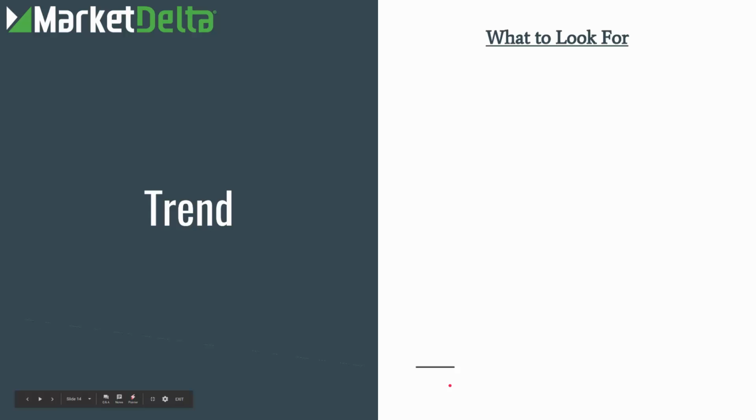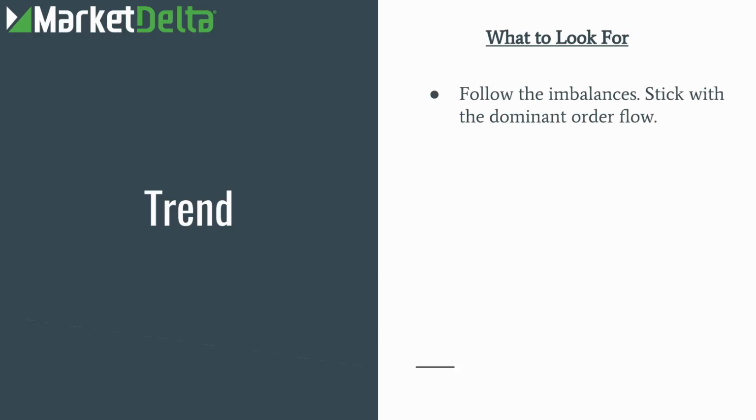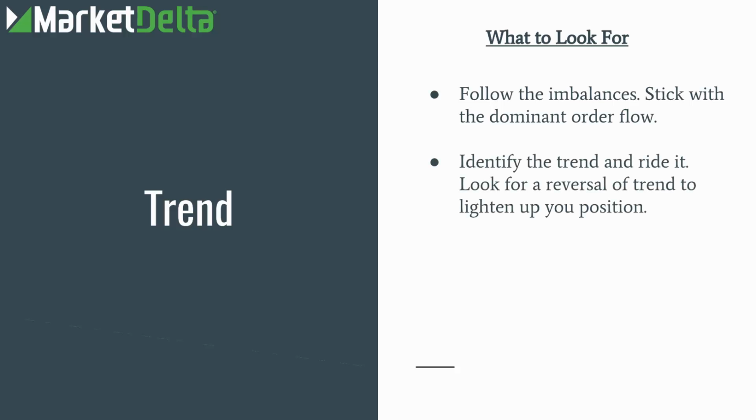Let's look at a trend and how the imbalance footprint can be helpful in a trend. So some of the things we want to look for, I just say follow the imbalances, stick with the dominant order flow. And you're going to see some examples of that. You want to identify the trend and you want to ride it, right? So the trend is your friend. We've all probably heard that. So we want to identify that and then be able to maximize if we're on that trend. If we're long or short that trend, we want to be able to maximize our profit opportunity, and you can do so with watching these imbalances take place.